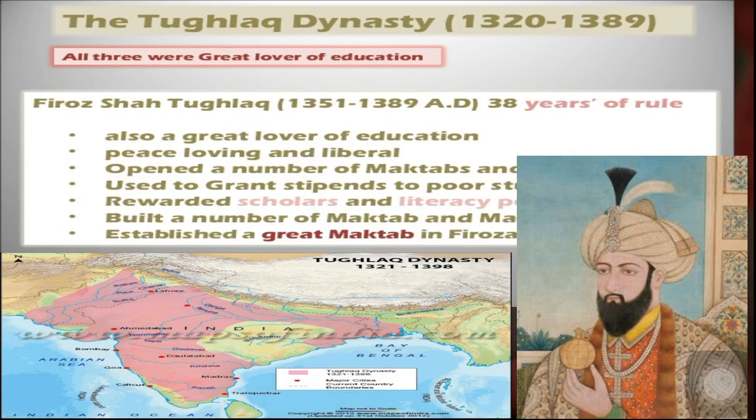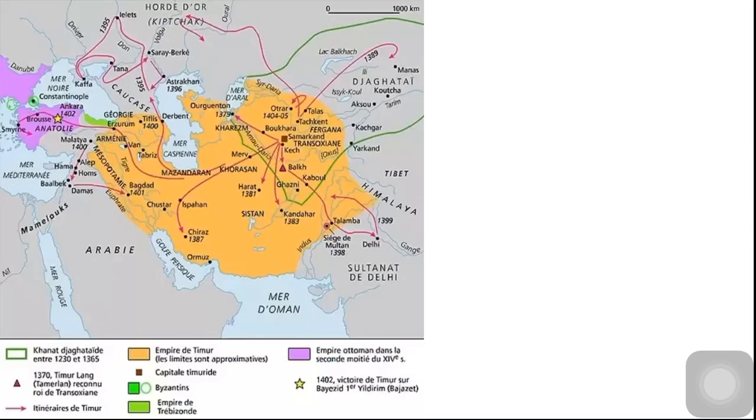His reign is documented in Tarikh-e-Feroz Shahi. He also wrote his autobiography, Futuhat-e-Feroz Shahi. And Feroz Tughlaq died at the age of 80, and after him the dynasty came to an end, and it could not defend itself against the Mongols' invasion. And the red arrow here is the Mongol invasion.